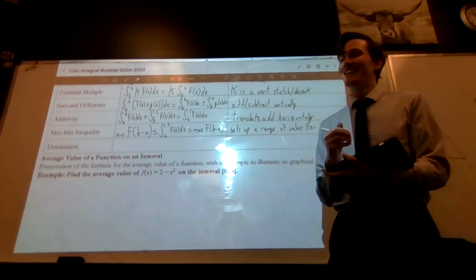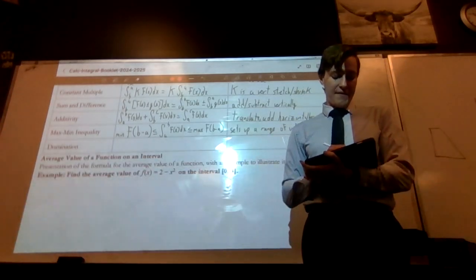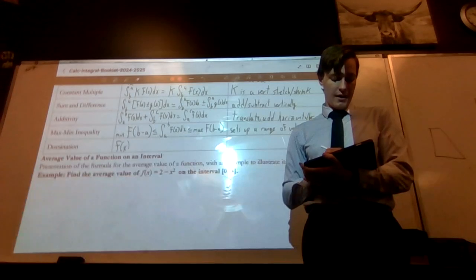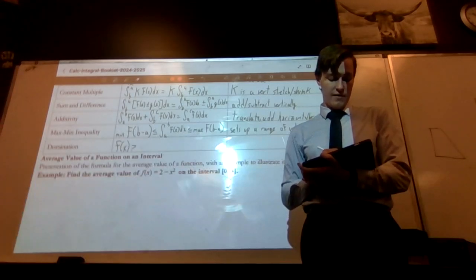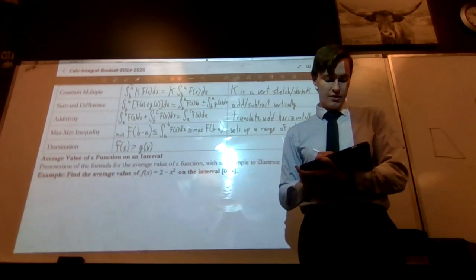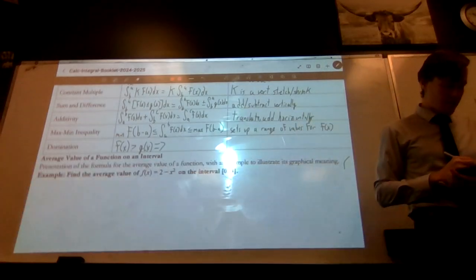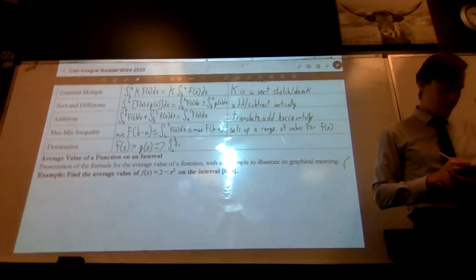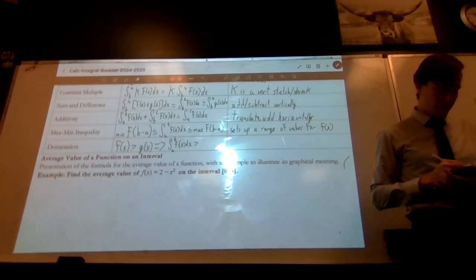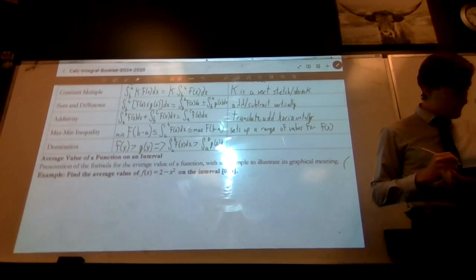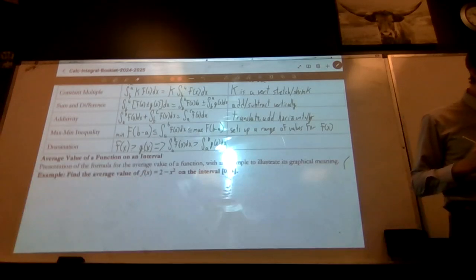Now, oh boy. Let's say that f of x at some point is greater than g of x. What this tells me, if f of x is greater than g of x, then the integral from a to b of f of x dx is going to be greater than the integral from a to b of g of x dx.